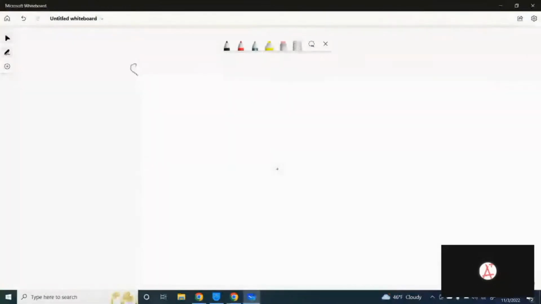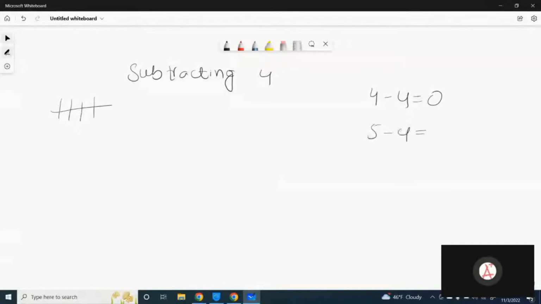So subtracting 4. Okay, so we'll start with 4, subtract 4. So just make 4 lines and remove all of them. So how many lines you are left with? Just 0, got it? So 4 take away 4 is 0. Got it? Now 5 take away 4. So 5 take away 4 is? Make 5 lines, remove 4 of them and let me know the answer. Five take away 4 is 1. Very good. So it is 1.